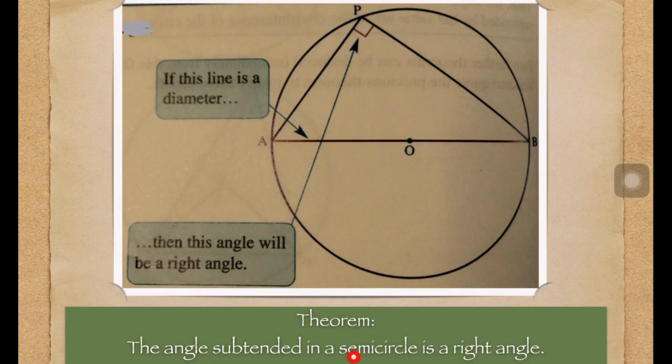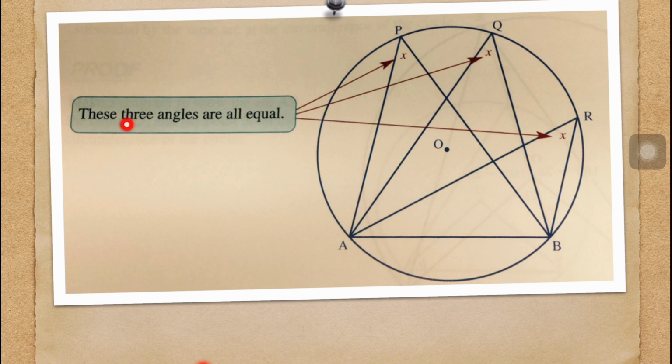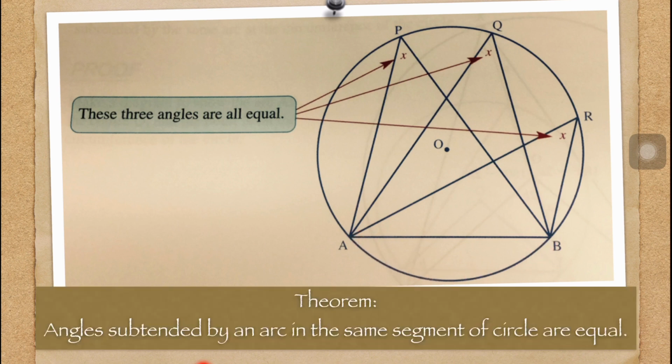Here's another theorem. The angle subtended in a semicircle is a right angle. Check this out. If this line is a diameter, then this angle here must be equal to a right angle. So that's the meaning of that. We are down now to our last theorem. Look at this. These are three angles, PQR, which are all equal, with the same arc. Meaning the angles subtended by an arc in the same segment of the circle are equal.